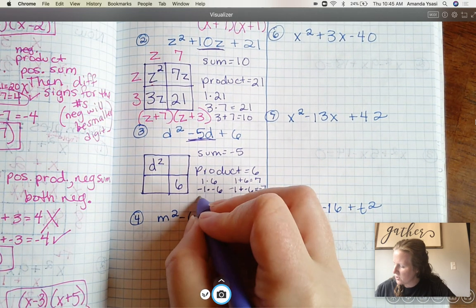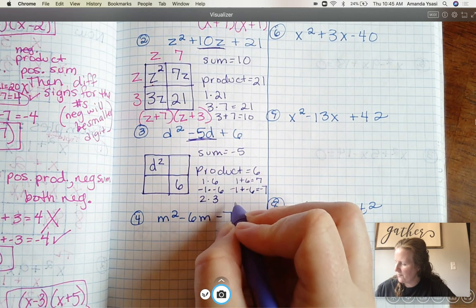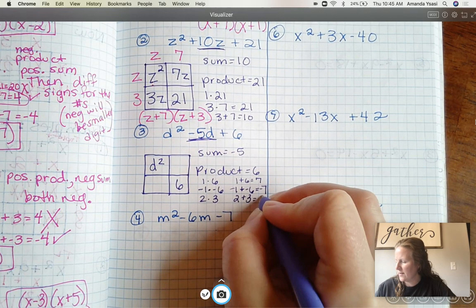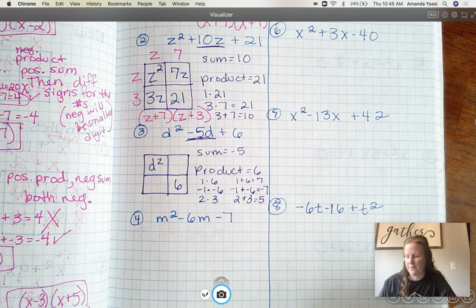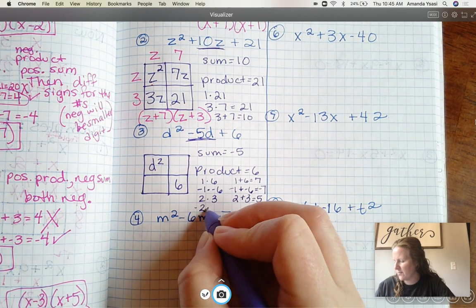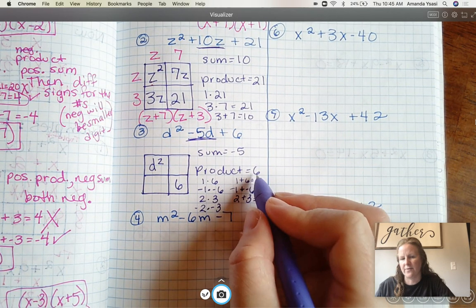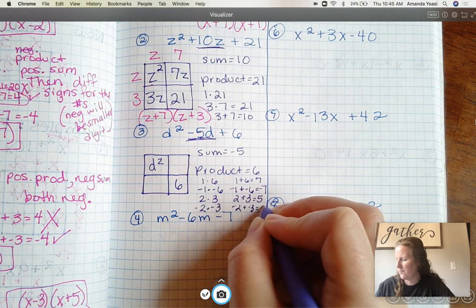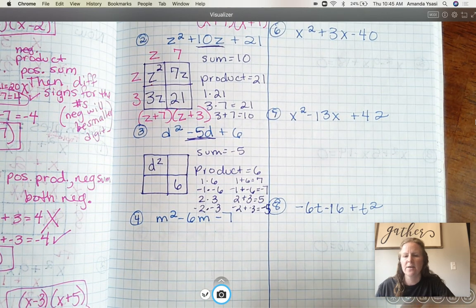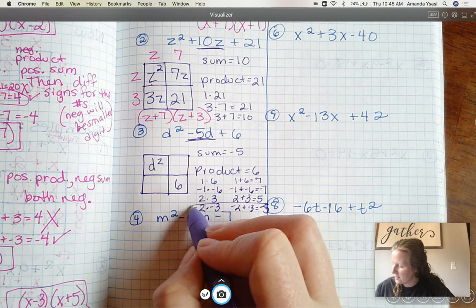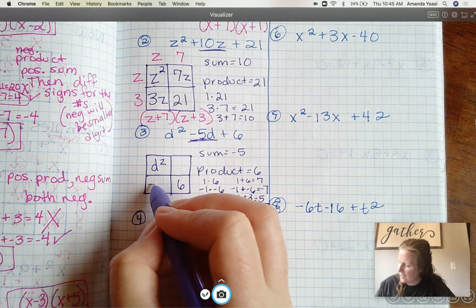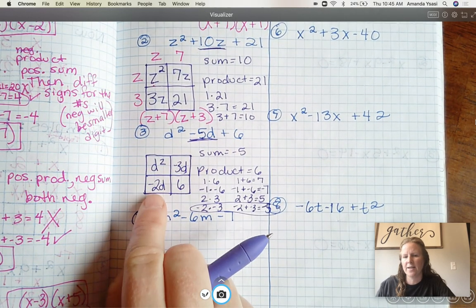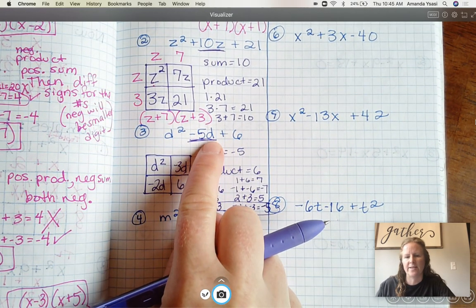What about 2 times 3? That's 6. What is 2 plus 3? 5, but we need negative 5. So let's do negative 2 times a negative 3. That gets positive 6. And then negative 2 plus negative 3 gets negative 5. So that's it. This is it. So it's a negative 2d and a negative 3d. If we add those together, that gets that negative 5d.